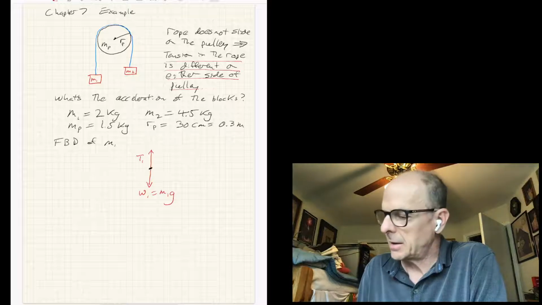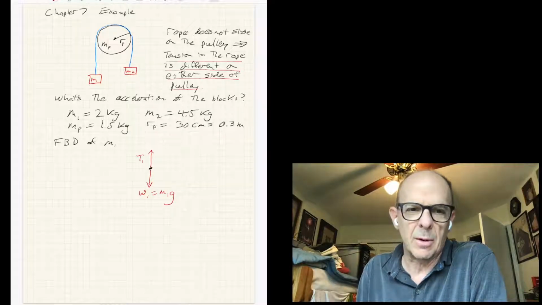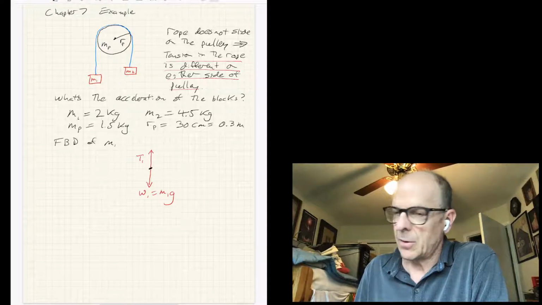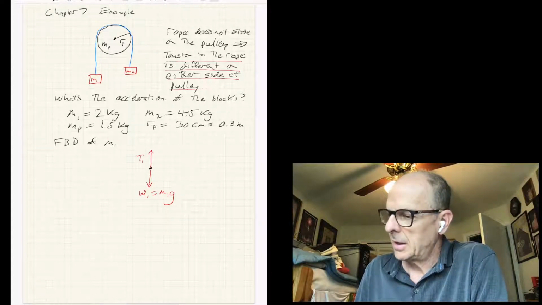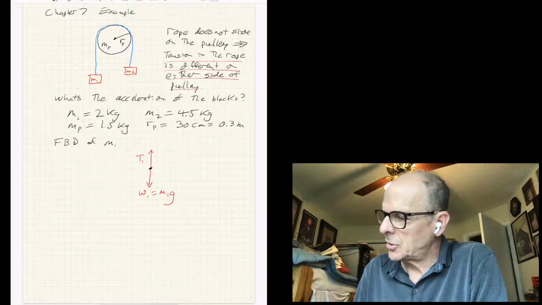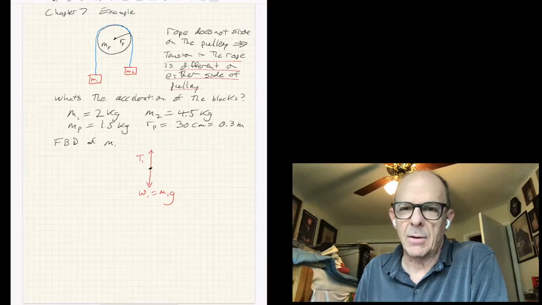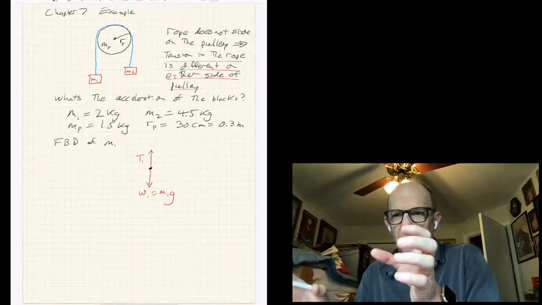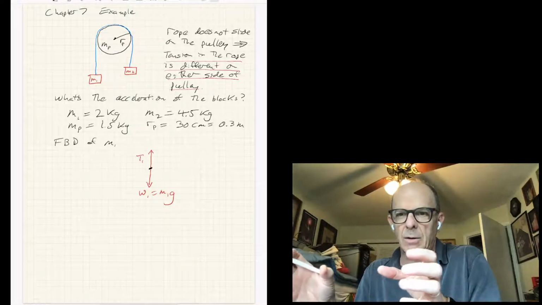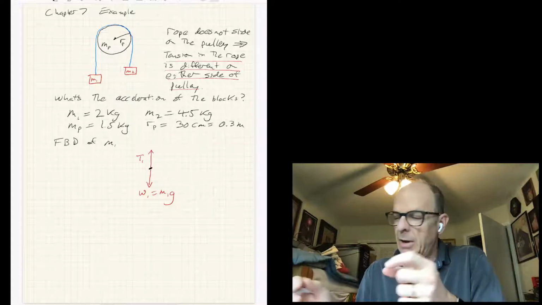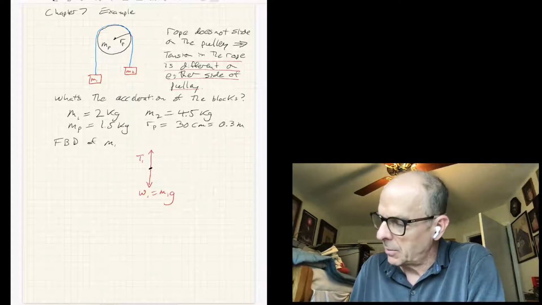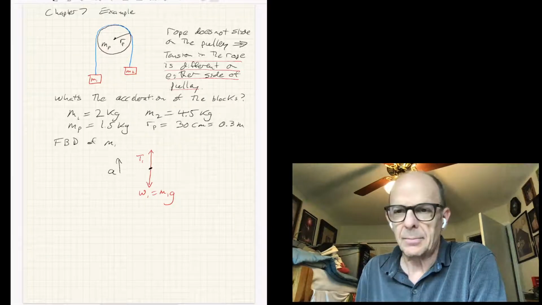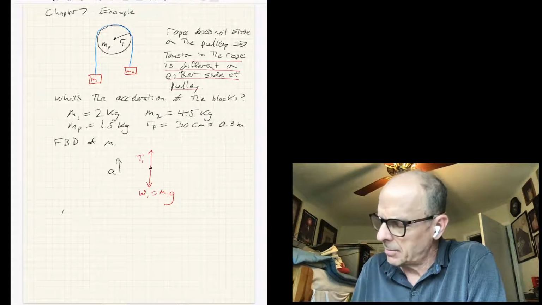So that's the free body diagram for mass 1, but remember that with the free body diagram we also need to label if there's anything we know about the acceleration or the velocity. And since m2 is 4.5 kilograms and m1 is only 2 kilograms, m2 is winning the battle between those two things, winning the tug of war. So m2 is going to go down, m1 is going to go up, which means the acceleration for this object is up.